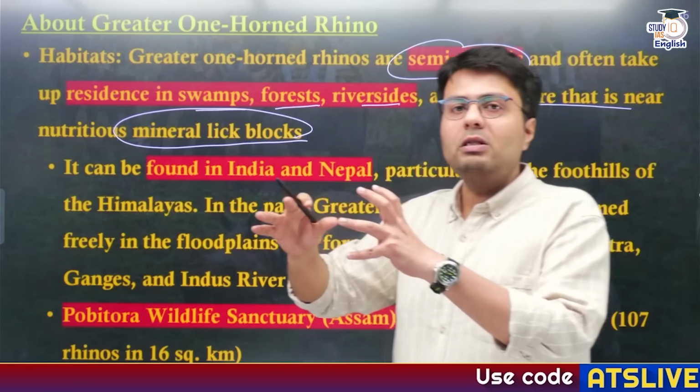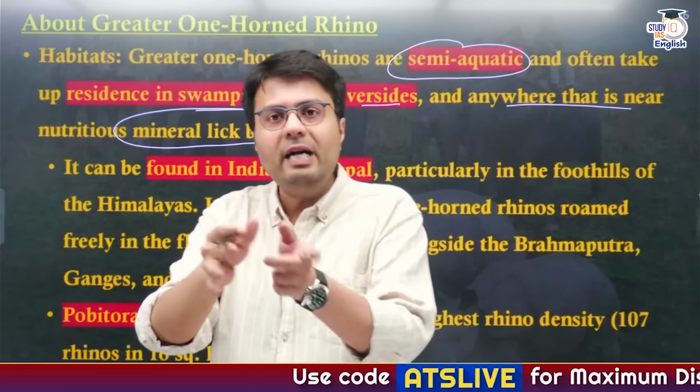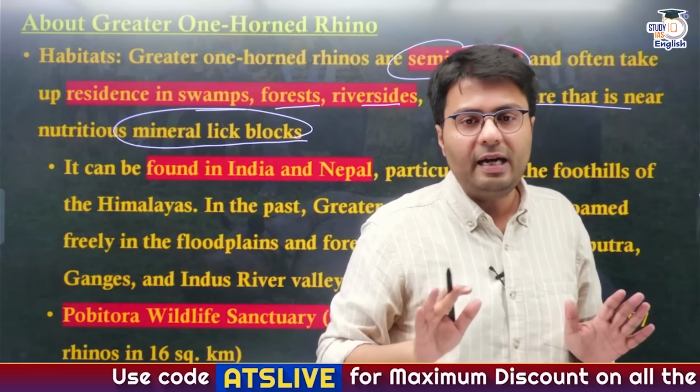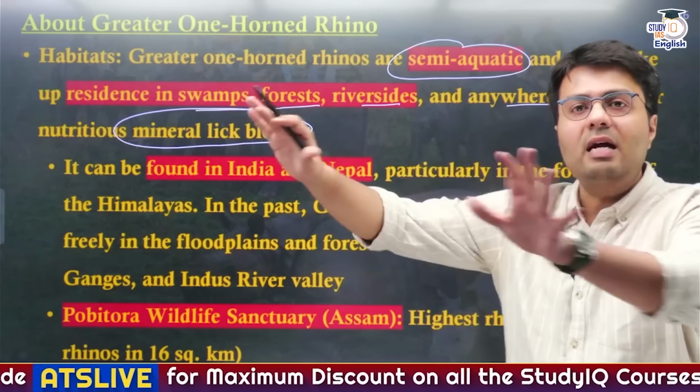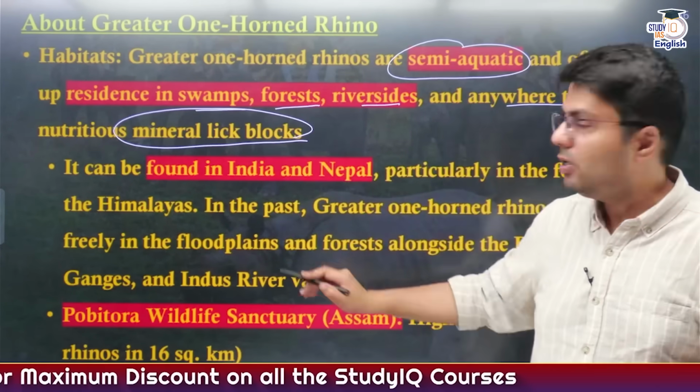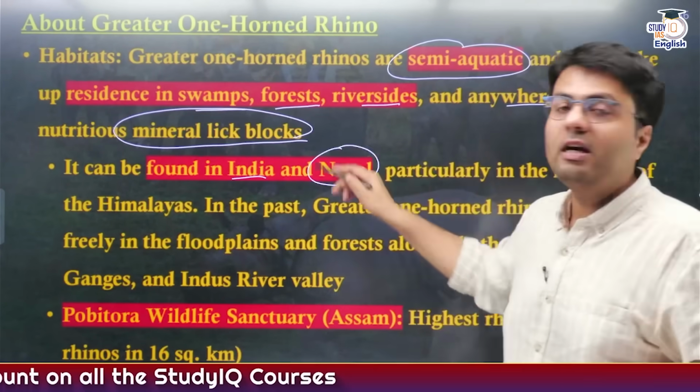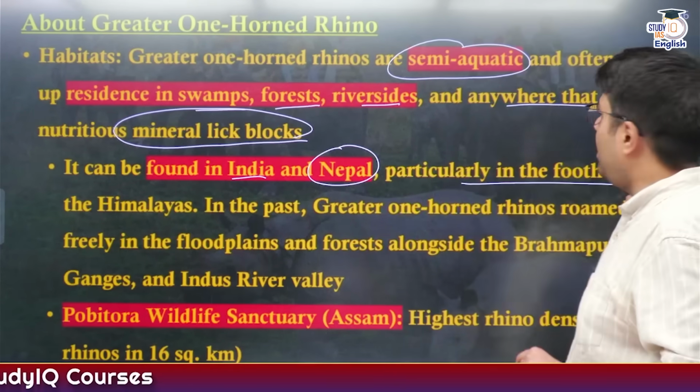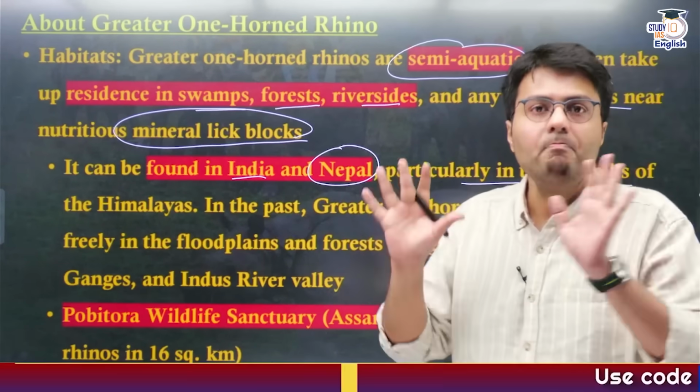Now, mineral lick blocks are basically salt deposits that provide these animals with essential nutrients, right? Now, in terms of areas where they are spread, these one-horned rhinoceros, in addition to India, are also available in the country of Nepal, particularly in the foothills of the Himalayan mountain range.